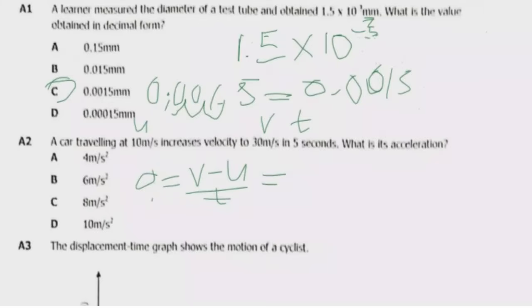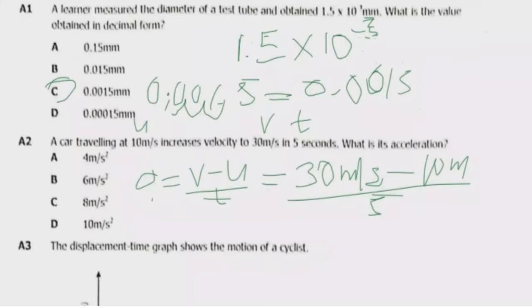Where there is final velocity, we put 30 meters per second, and where there is initial velocity, we put minus 10 meters per second, over time. What is the time? 5 seconds. So we find the difference of 30 and 10, which will give us 20 meters per second.